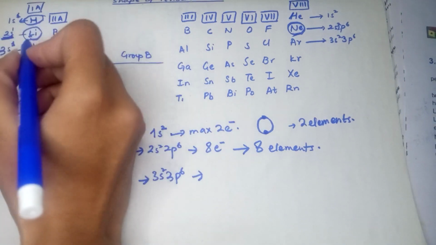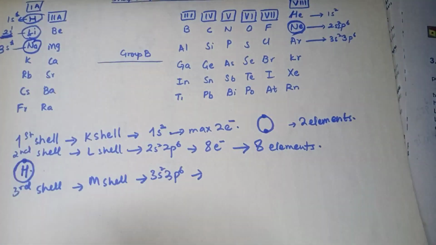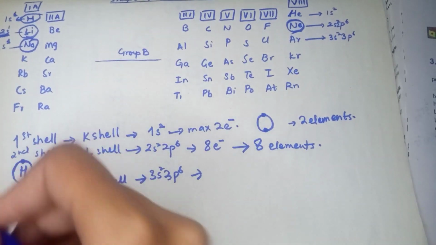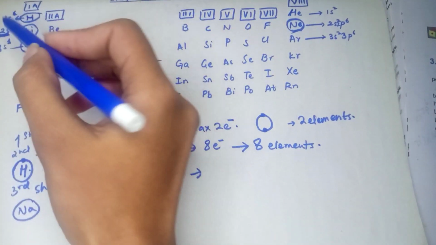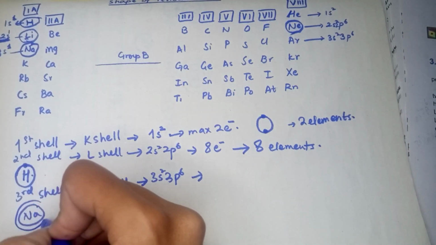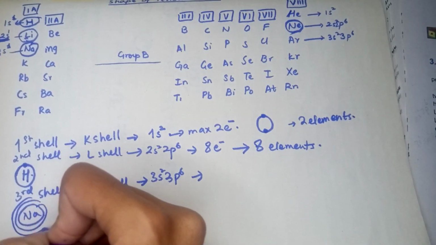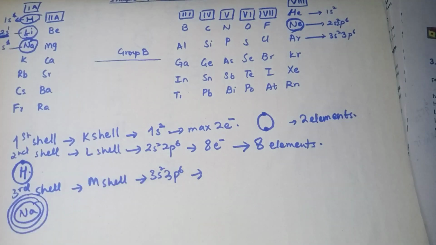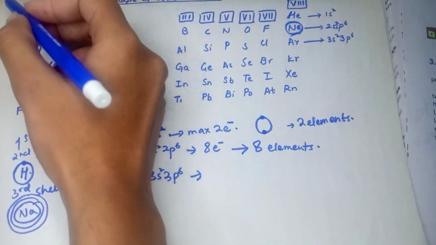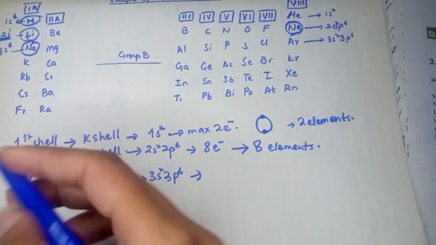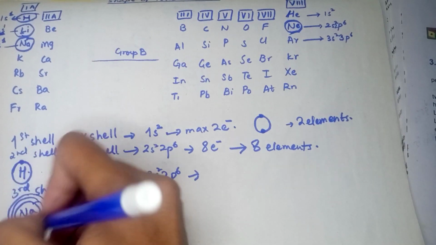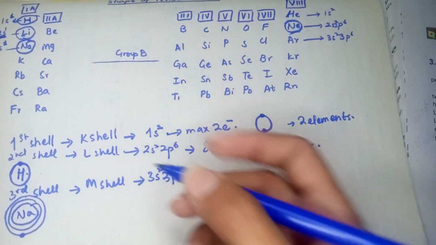Okay, then we have the third shell. So the third shell starts from sodium. Now talking of sodium, how many shells does sodium have? First of all, as it is present in the third period, it would have three shells. One, two, and this is the third shell. And how many electrons would it have in the outermost shell? As it is present in the first group, it would have only one electron in the outermost shell, which is also known as the valence shell.